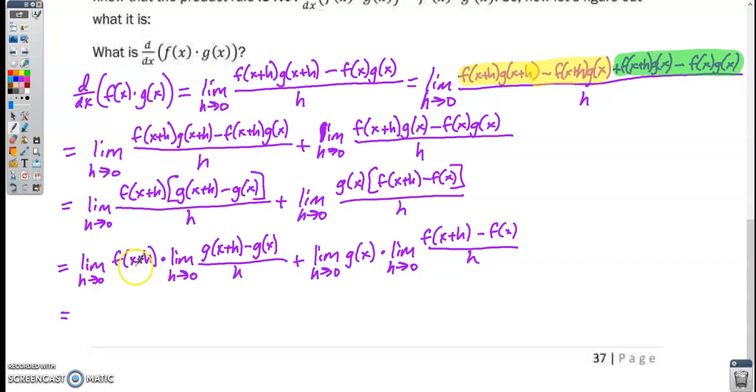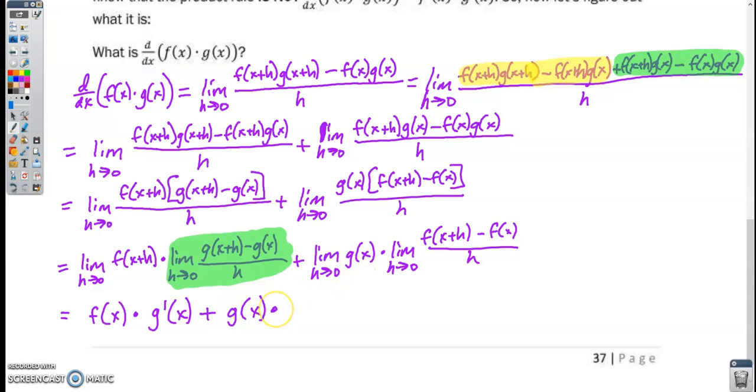Okay, we're going to take all of these limits now. The limit as h goes to 0 of f of x plus h, I just substitute 0 in there, and it's equal to f of x. This limit right here, you should recognize as the definition of the derivative of g. So that's just equal to g prime of x. The limit as h approaches 0 of g of x, well, there's not even an h in there. That's just going to be g of x. And then I look at this limit right here, and you should recognize that that is just the definition of the derivative of f of x, or f prime of x.